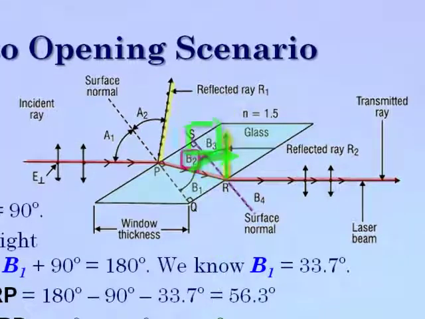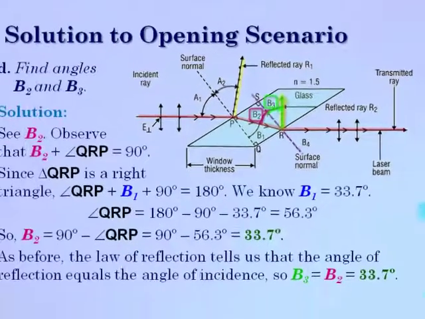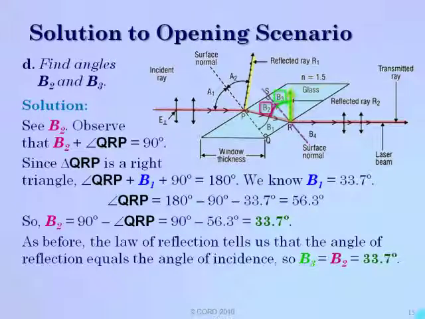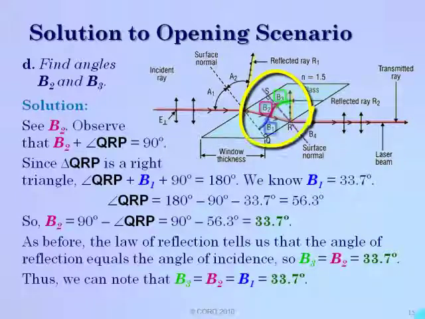As before, we can quickly identify the angle for B3 because this is a reflection, just like we saw up here. So we have a reflection down here, and we learned that the angle of reflection equals the angle of incidence. So in this case, B3 equals B2, which is also equal to 33.7 degrees. And thus we can note, interestingly enough, that angle B3 equals B2 equals B1 equals 33.7 degrees. So all our labeled angles inside there equal 33.7 degrees.